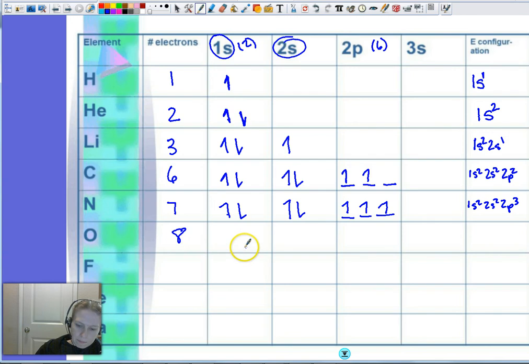Oxygen has 8. Fill up this one, my 3 levels. So I'm going to fill them up with the electrons going the same directions. So that's 7. Now I start back here and add 1 more. And I start pairing them. So that's my 8. I have 1s2, 2s2, 2p4.